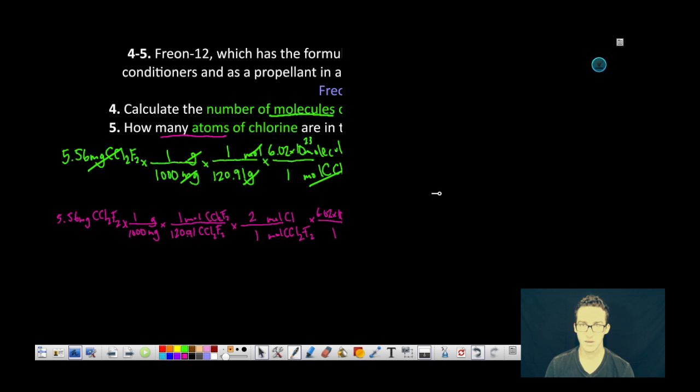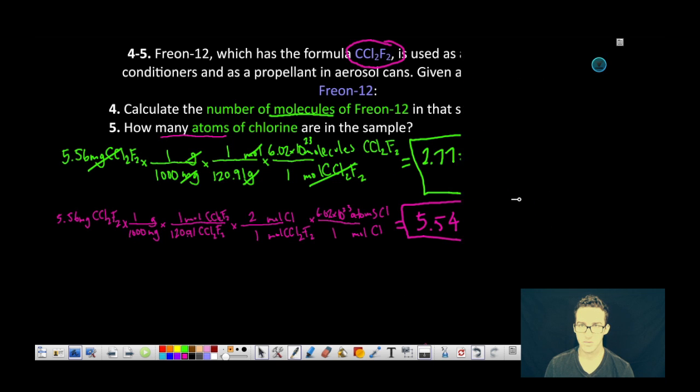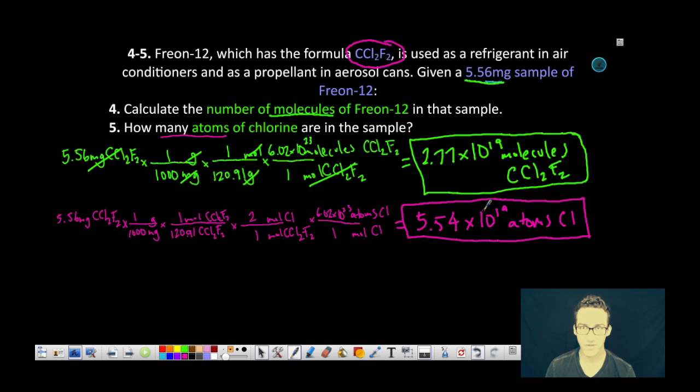Now, let's compare 5.54 and 2.77. 5.54 is twice as big as 2.77. And also, 5.54 times 10 to the 19 is twice as big as 2.77 times 10 to the 19, which makes sense because for every one of these, you have 2 Cl's. Boom.